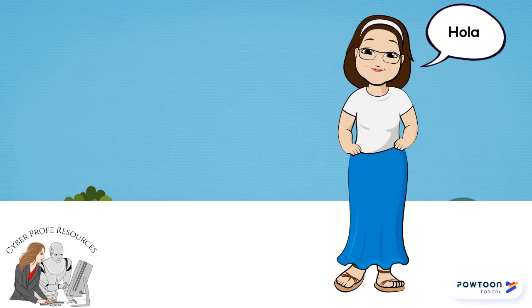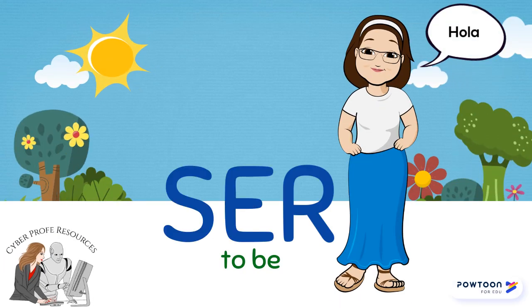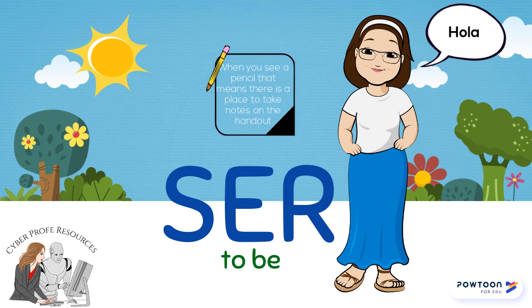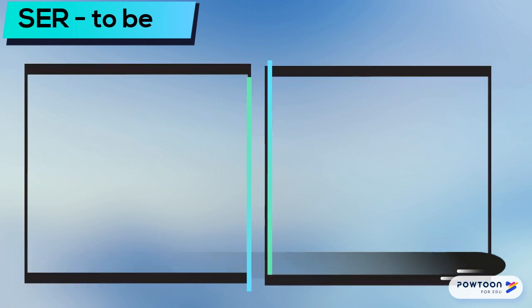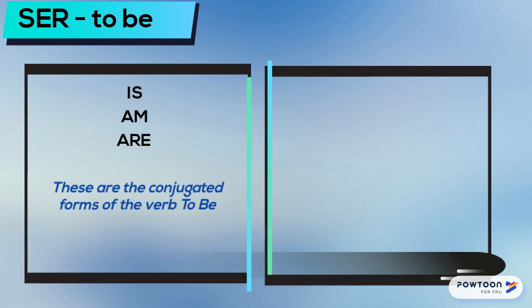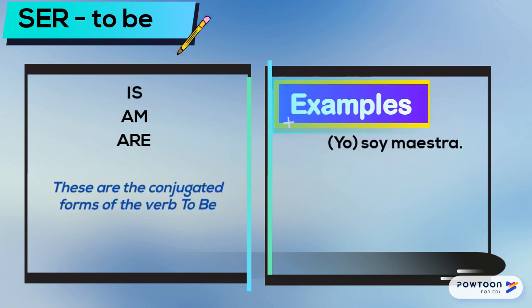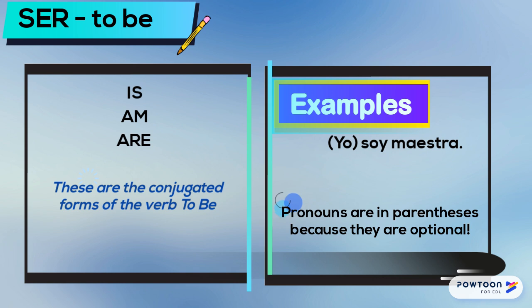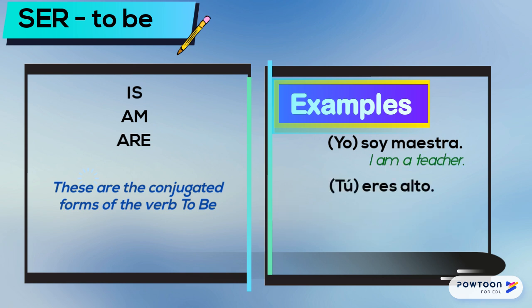Hola! Let's talk about the verb ser in the present tense. When you see a pencil, that means there's a place to take notes on the guided handout. Ser means to be and is used to say things like is, am, and are. For example, soy maestra translates as I am a teacher, and eres alto translates to you are tall.